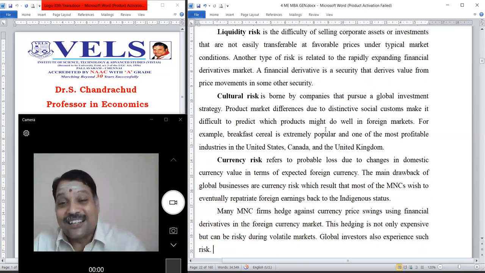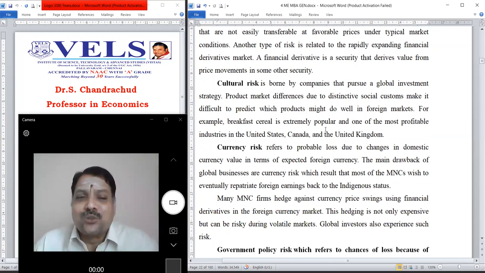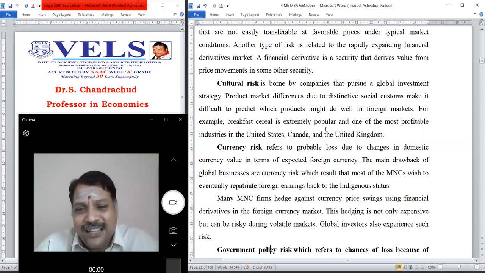One more risk is called currency risk. The currency risk refers to probable loss due to change in domestic currency value in terms of expected foreign currency. Suppose when you compare the Indian rupee with the other foreign currencies, if there is a change in the currency value, there will be some risk in that particular thing. Why? Because we may pay more since the value is reduced. The main drawback of global business or the currency risk is that the multinational corporation, wishing to eventually rate this particular foreign earning, better goes for the indigenous product. They'll come back to the indigenous status.